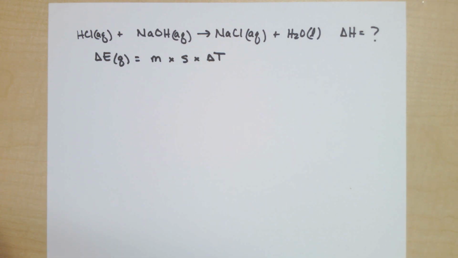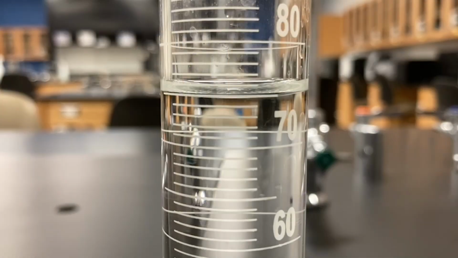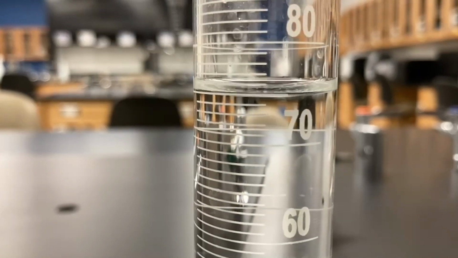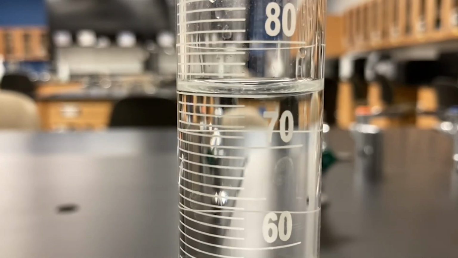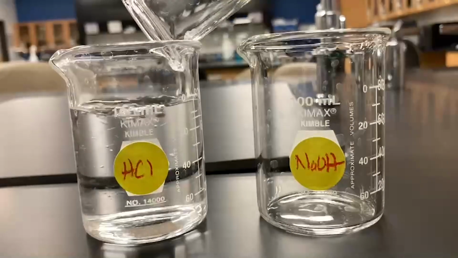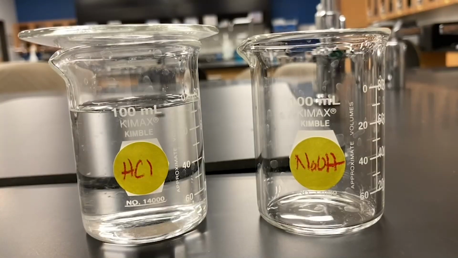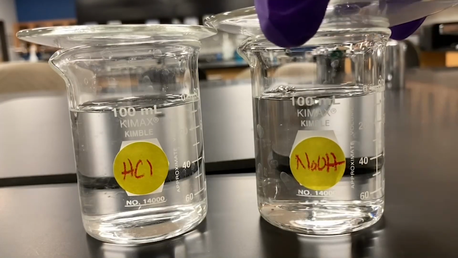Let's take a brief look at the experiment and return for our calculations. For the acid-base neutralization, I'll measure 75.0 milliliters of each, a 2-molar hydrochloric acid solution and sodium hydroxide solution. I'll transfer each solution into the respective labeled beaker and place a watch glass on each beaker to avoid evaporation, which can change the concentration of the solution.